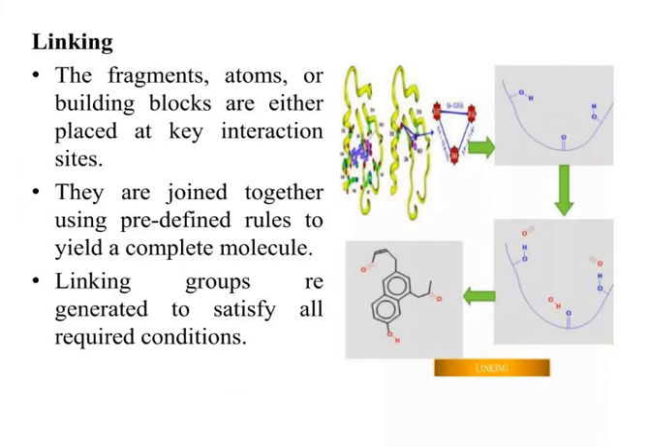In linking, the fragment atoms or building blocks are placed at key interaction sites and they are joined together using predefined rules to yield a complete molecule. And linking groups are regenerated to satisfy all required conditions. Look at the scheme here.